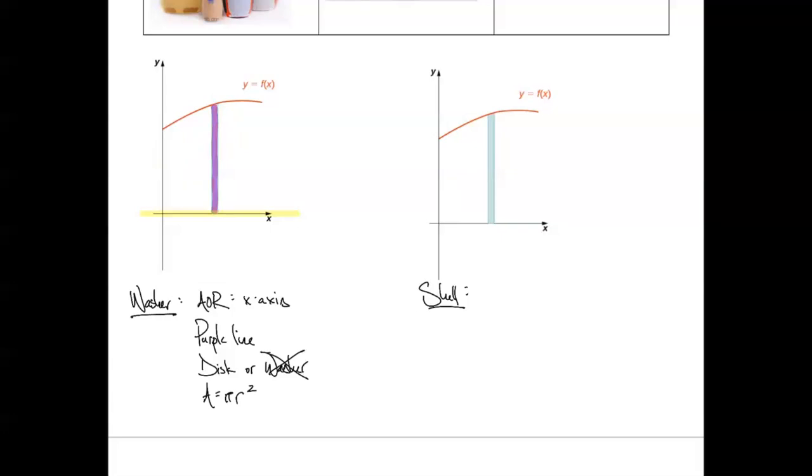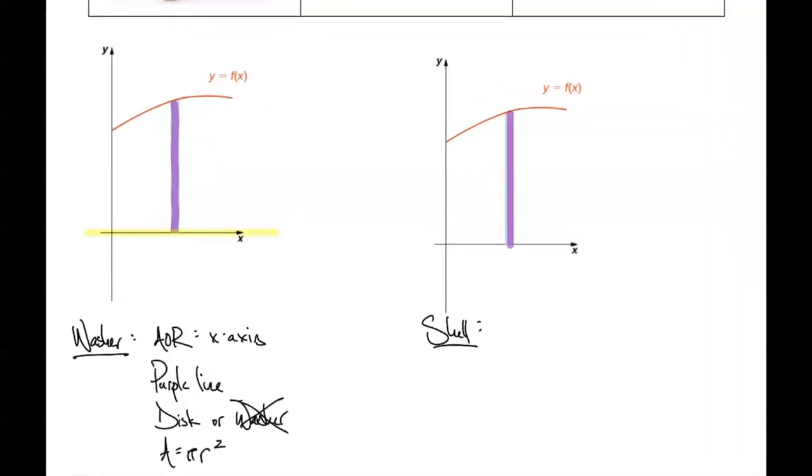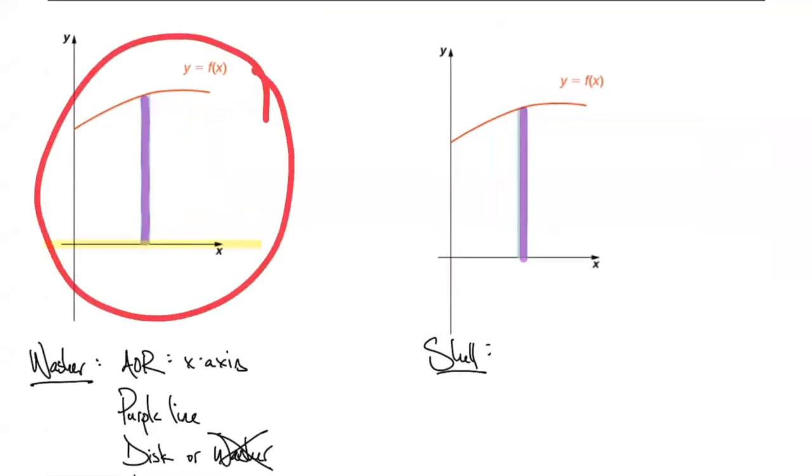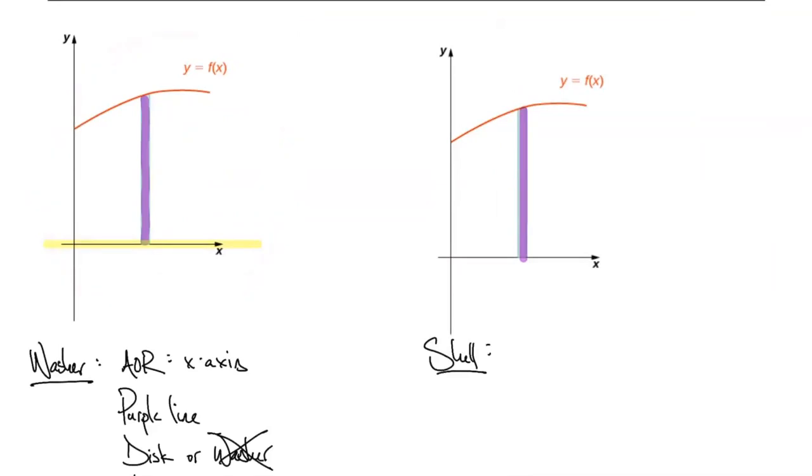Okay, now with shell method, let's take a look at the same picture, but we're going to say we're using a different method. In shell method, if we're looking at an axis of revolution, it turns out we're not trying to find a perpendicular relationship, but rather, like the two L's at the end of shell, we're looking for a parallel situation.